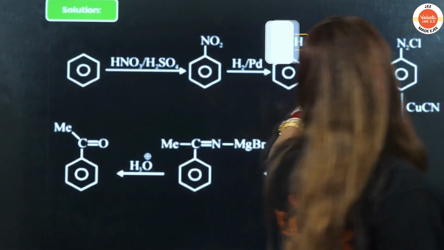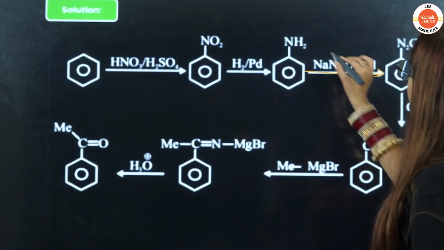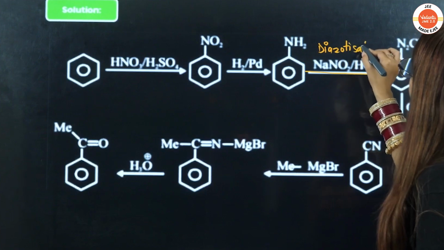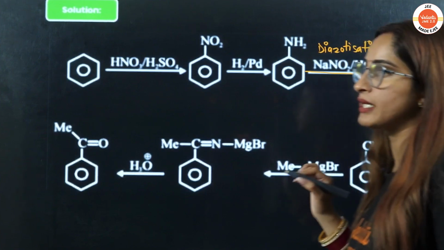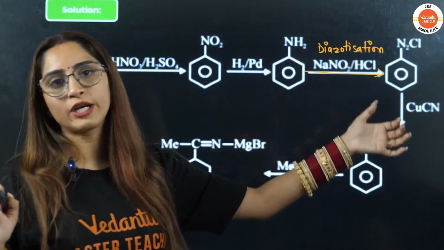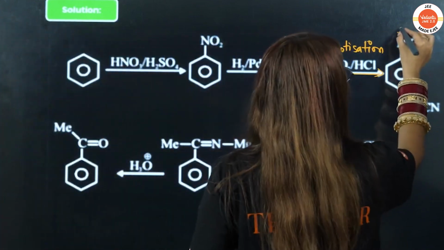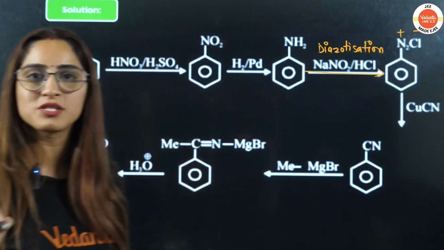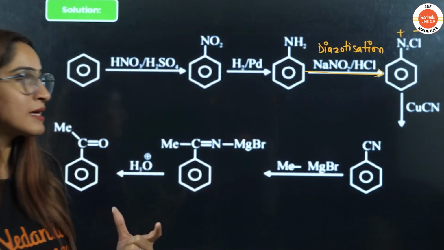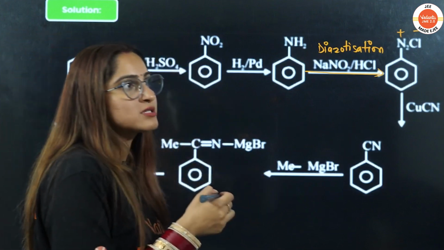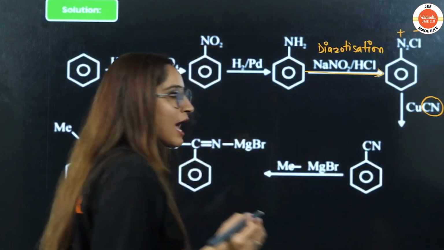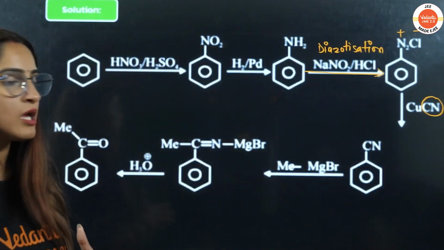Once you have aniline, when you react this with NaNO2 and HCl, this is diazotization. In diazotization, this NH2 is converted to diazonium chloride, that is N2 positive, Cl negative. After this, we are reacting this with CuCN, that means a kind of Sandmeyer reaction. So this CN will attack here, and you will have the formation of cyanobenzene.